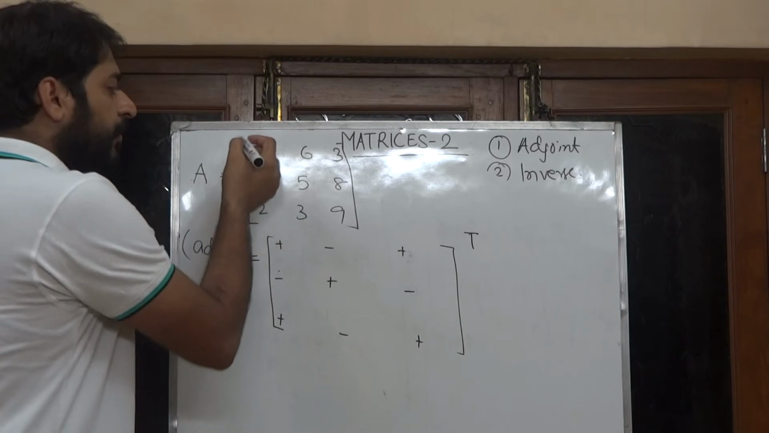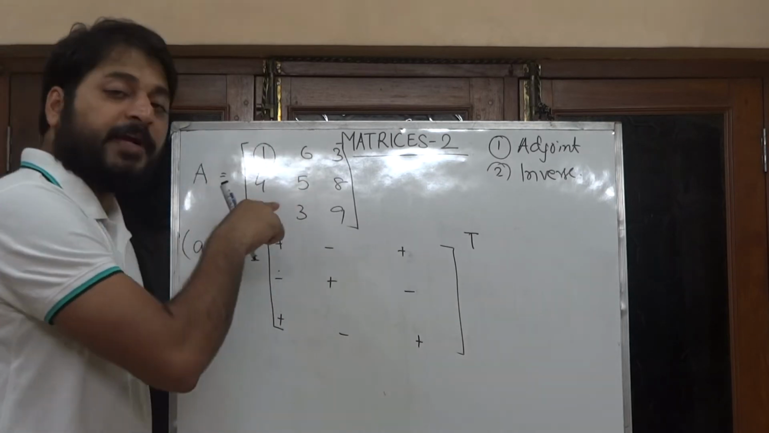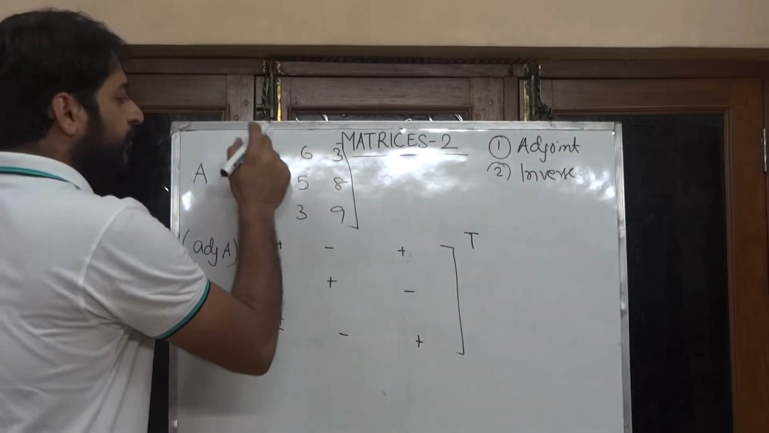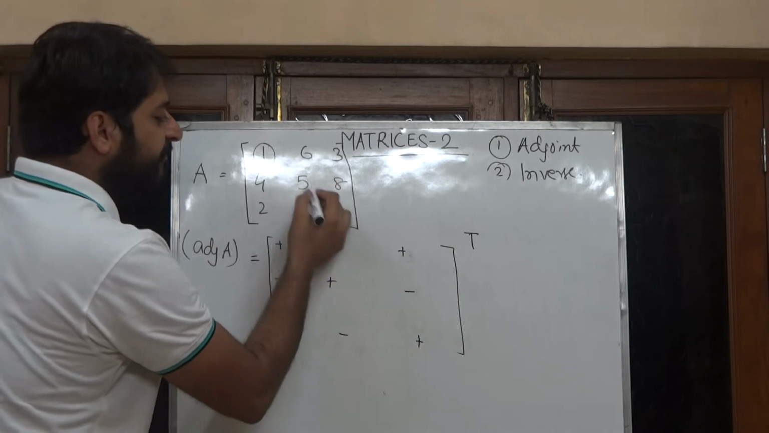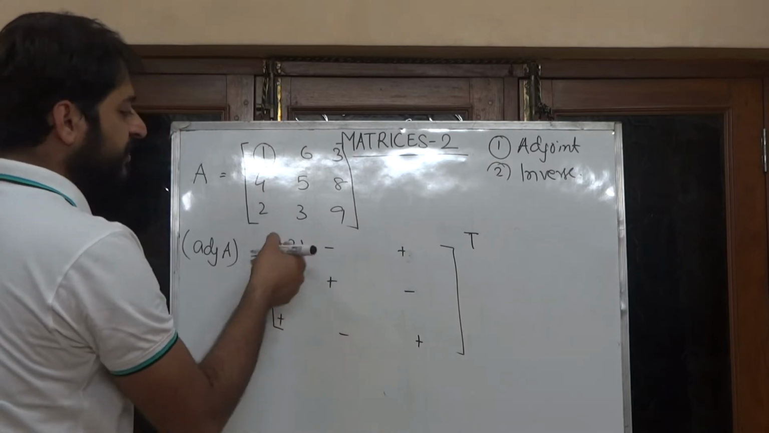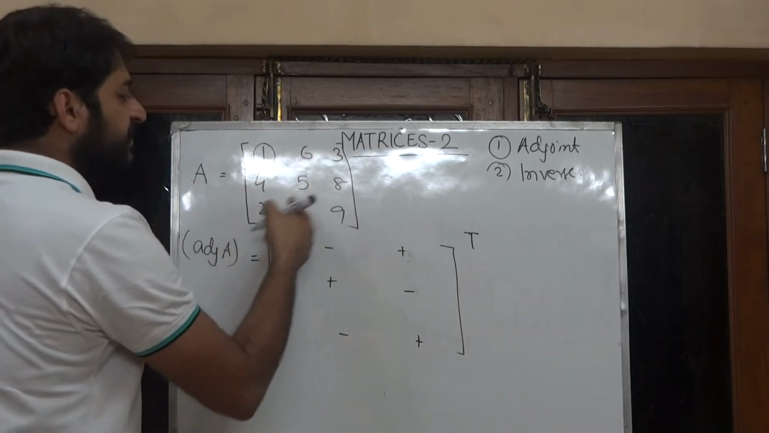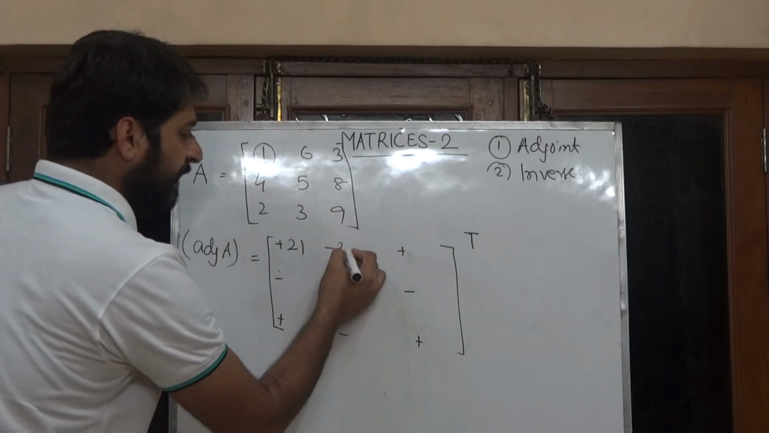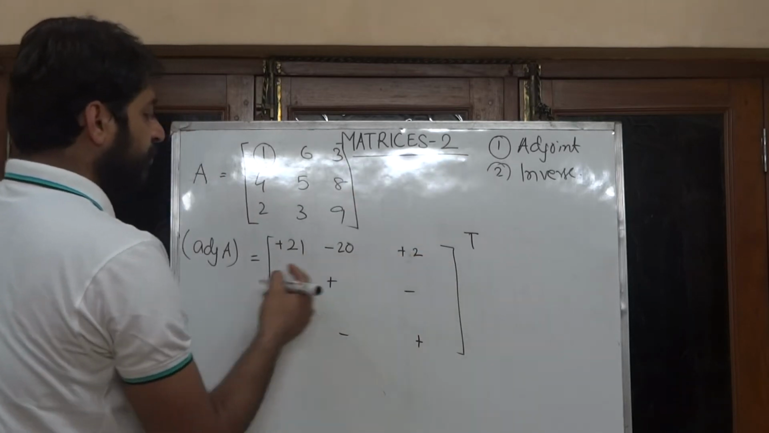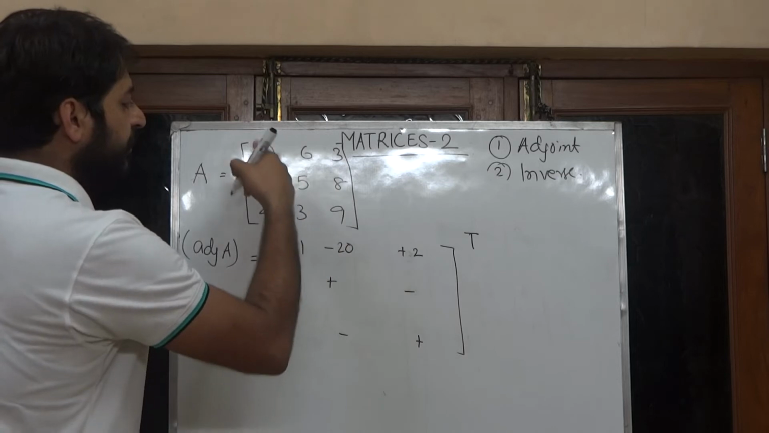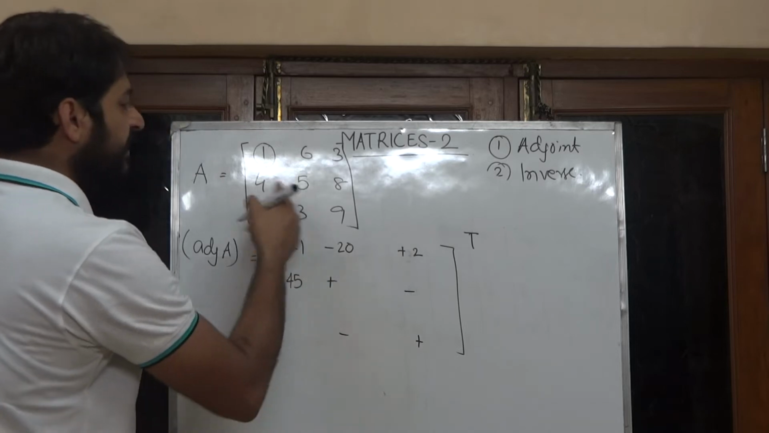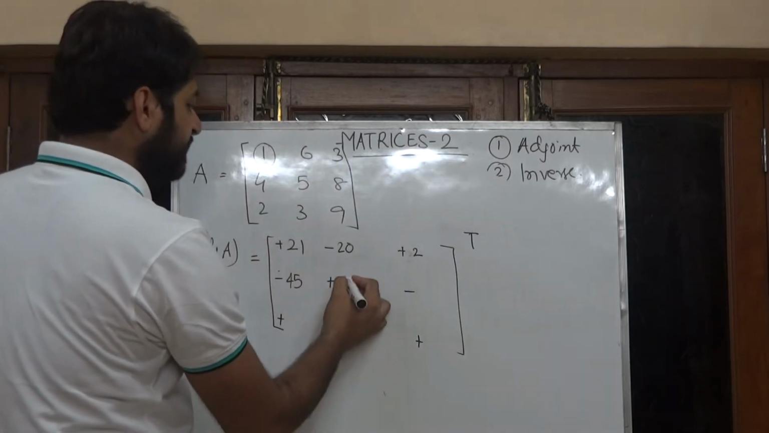So for this one, the corresponding minor I will write here in the first row, first column position. What is the minor of 1? Deleting its row and column, 9 times 5 is 45, 45 minus 24 is 21. Then 6: 36 minus 16 is 20, so minus 20. Then 3: 12 minus 10 is 2. Then 4: 54 minus 9 is 45, so minus 45. Then 5: 9 minus 6 is 3.